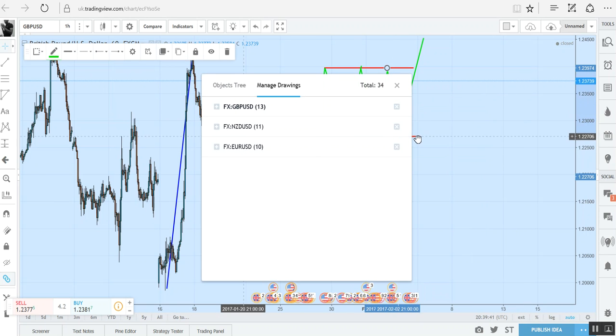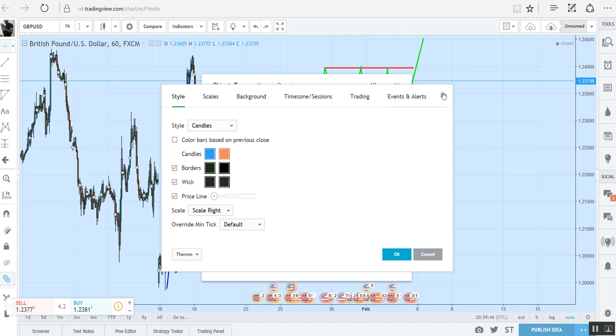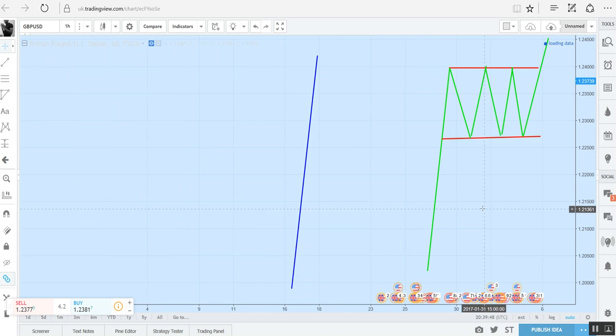Object tree. That's the tool I'm looking for. No, not that one. This one, yeah, that's it.